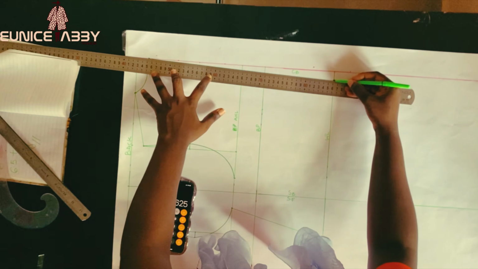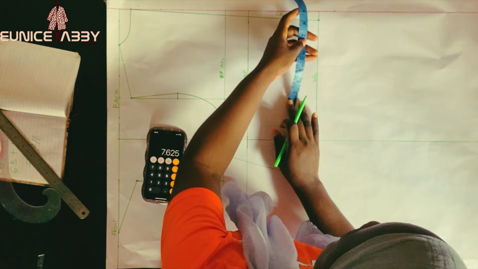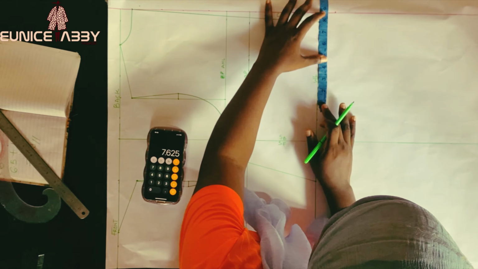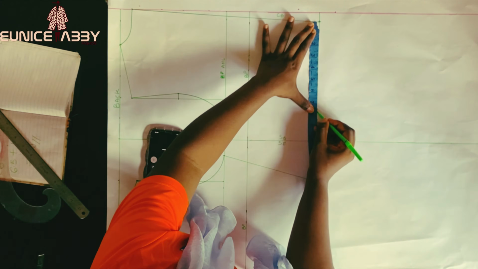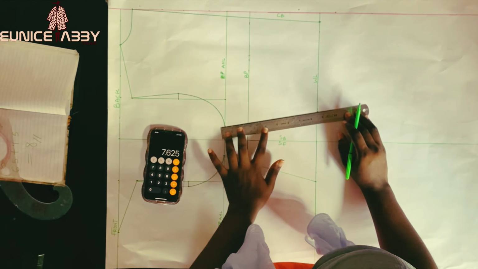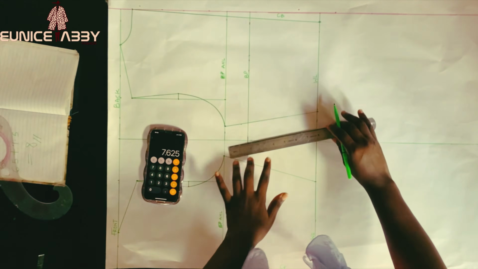Okay, now divide your waist circumference by 4 and mark. 30.5 divided by 4 is 7.625, which I went ahead to mark. Now proceed to connect from the waist to the armhole line just as shown.